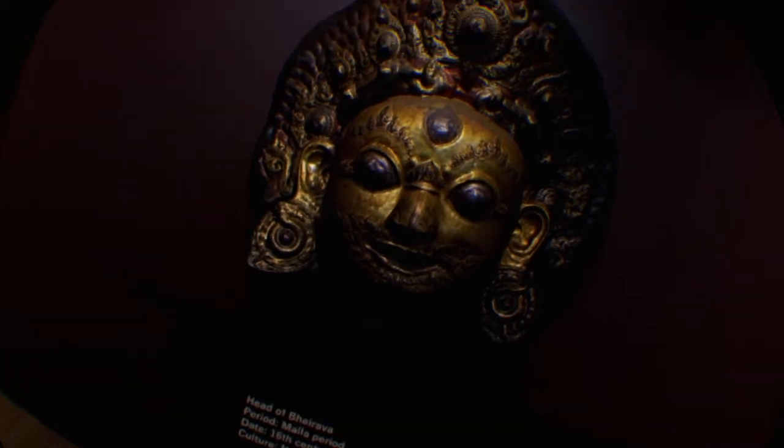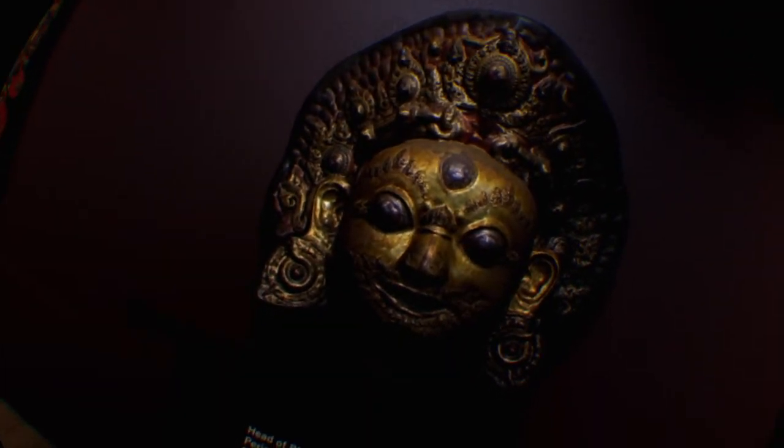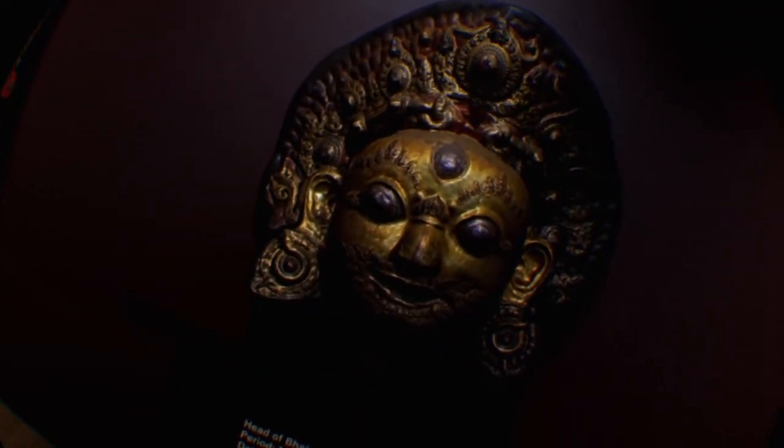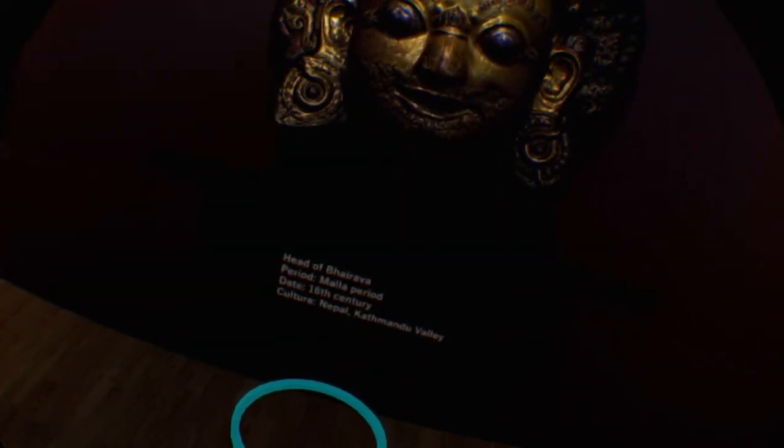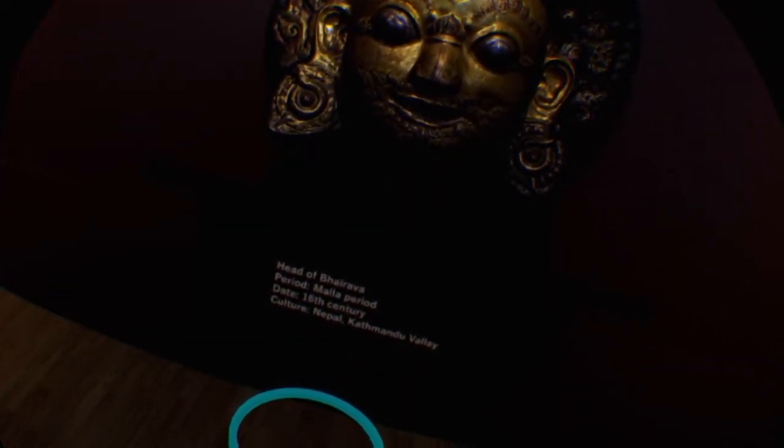The culture is in Nepal, Kathmandu Valley. Nepal is a country in Southeast Asia, let me guess. What part of Southeast Asia? Now we learned about Nepal last school year a little bit. There's a famous mountain in Nepal.